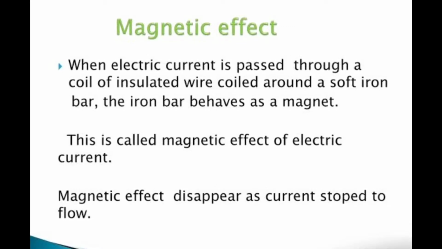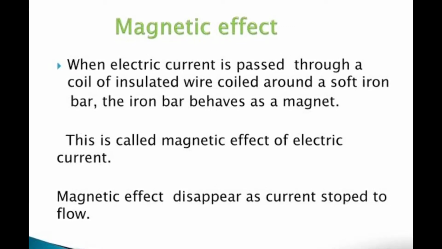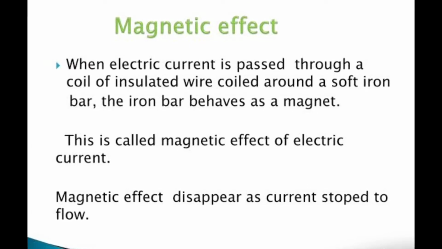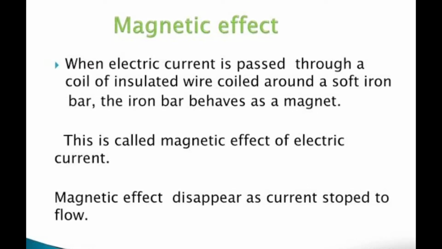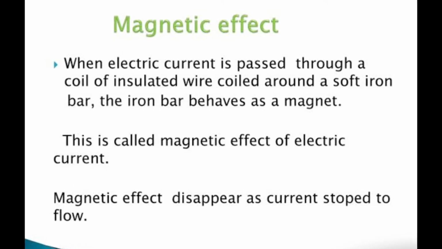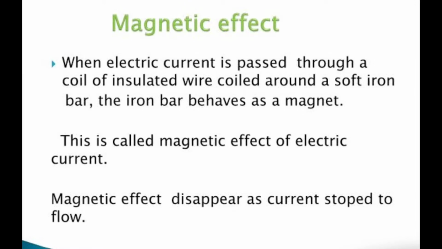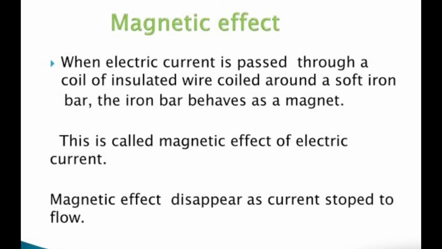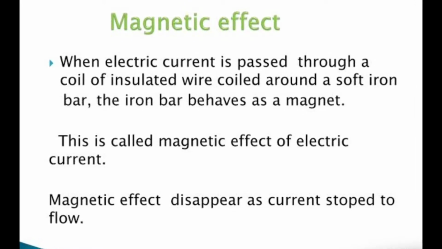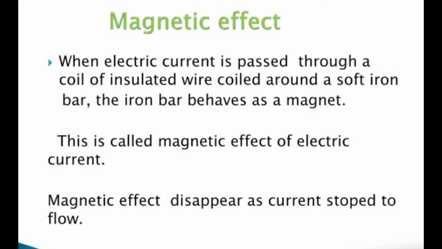The main advantage of an electromagnet over a normal magnet is that it can easily be started and stopped, and the strength of the magnetic field can be effectively controlled. So the magnetic effect disappears as the current flow stops.